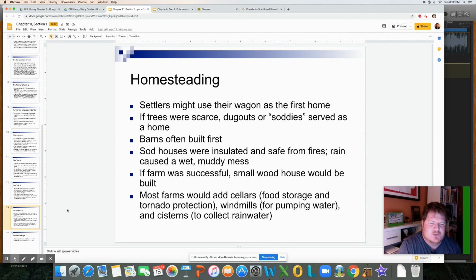Rain caused a wet and muddy mess, though. Bugs could come in. If the farm was successful, a small wood house would be built eventually. Most farms would add cellars for food storage and tornado protection, windmills for pumping water, and cisterns to collect rainwater. So there you go. We are going to talk more about the beginning stages of settling Indian Territory, eventually leading to the state of Oklahoma.